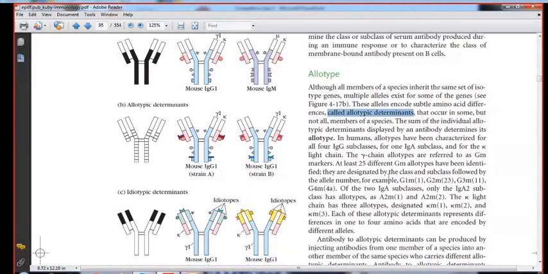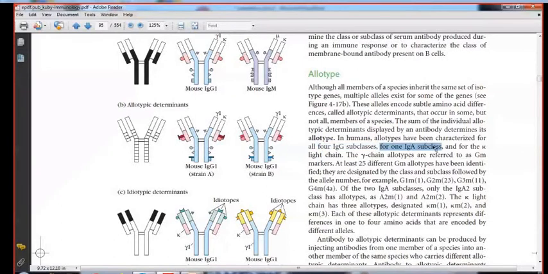For example, in human, allotypes have been characterized for all four IgG subclasses. So if I compare human IgG1 with human IgG2, for example, or human IgG3 with human IgG4, we can see some allotypic differences.